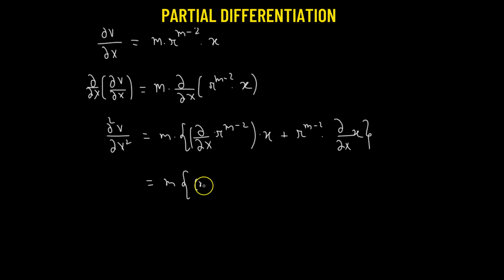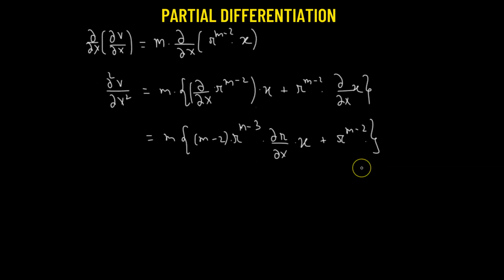So this will give us (m − 2) times r raised to the power of (m − 2 − 1). So we'll have (m − 3) multiplied to the partial of r with respect to x, and we also have an x here, plus r times (m − 2). So the partial of x with respect to x will simply be equal to 1.